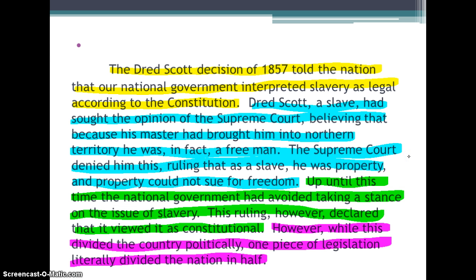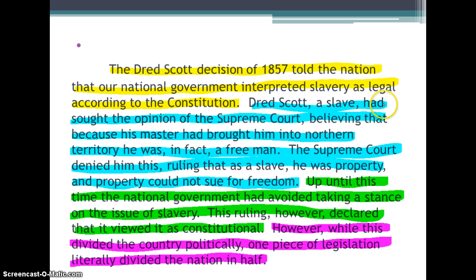Here's an example. In yellow, I have the topic sentence. In turquoise, the evidence. In green, the interpretive statement. And in purple, the transition statement. The Dred Scott decision of 1857 told the nation that our national government interpreted slavery as legal according to the Constitution. The reader knows that I'm talking about the Dred Scott decision and why it's significant. Now a few more details on the evidence.